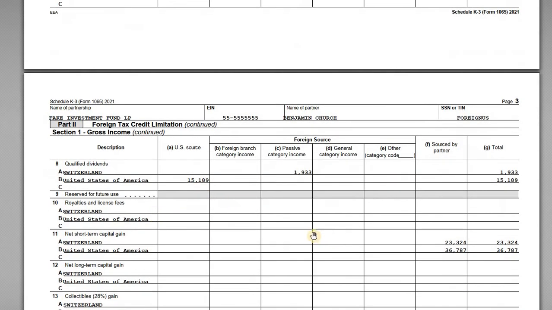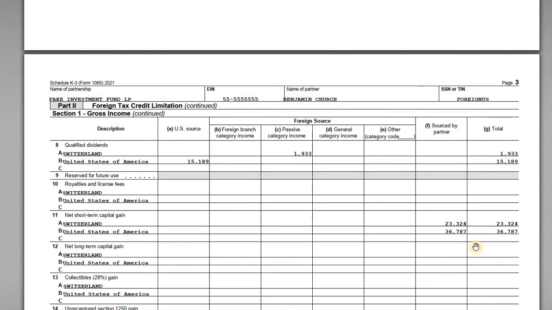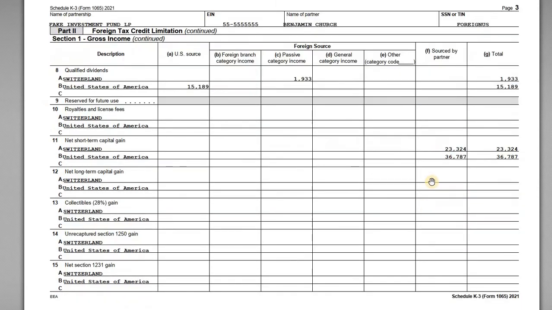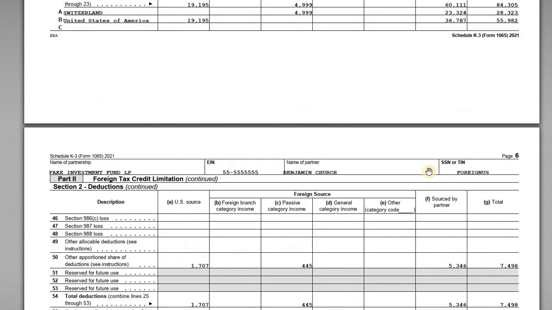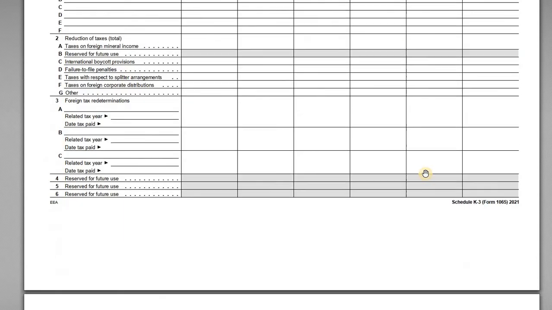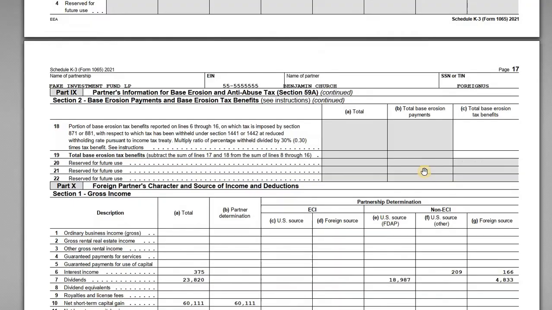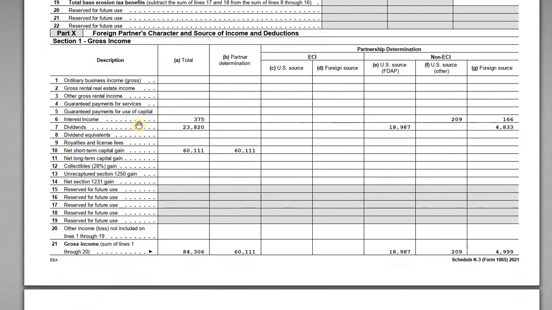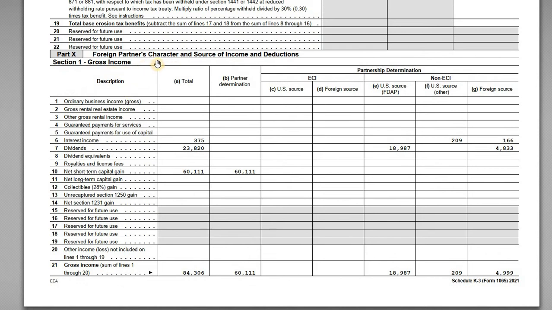So that's where John can look at this and Benjamin, he can look at this and he can figure out, okay, what's my U.S. source versus foreign source income? So the best place, let me look at part 10. That'll be easier, as that does a better job at kind of separating these for us. So part 10 again here, this is the foreign partner's character and source of income. So this is a good layout of the different types of income by source and how John can gauge what's going to be subject to withholding taxes.